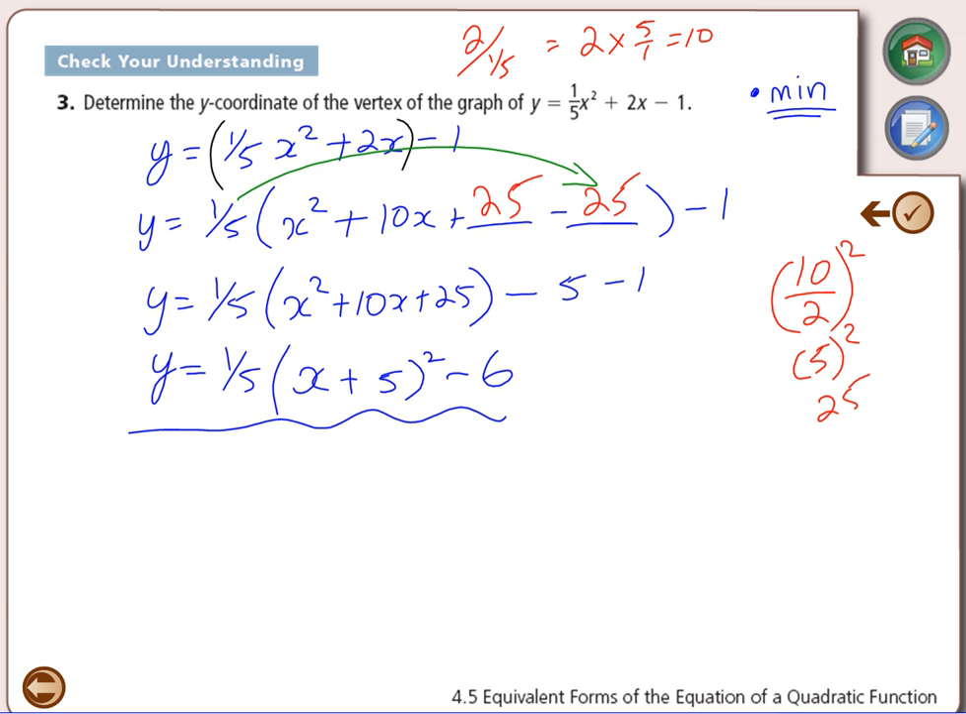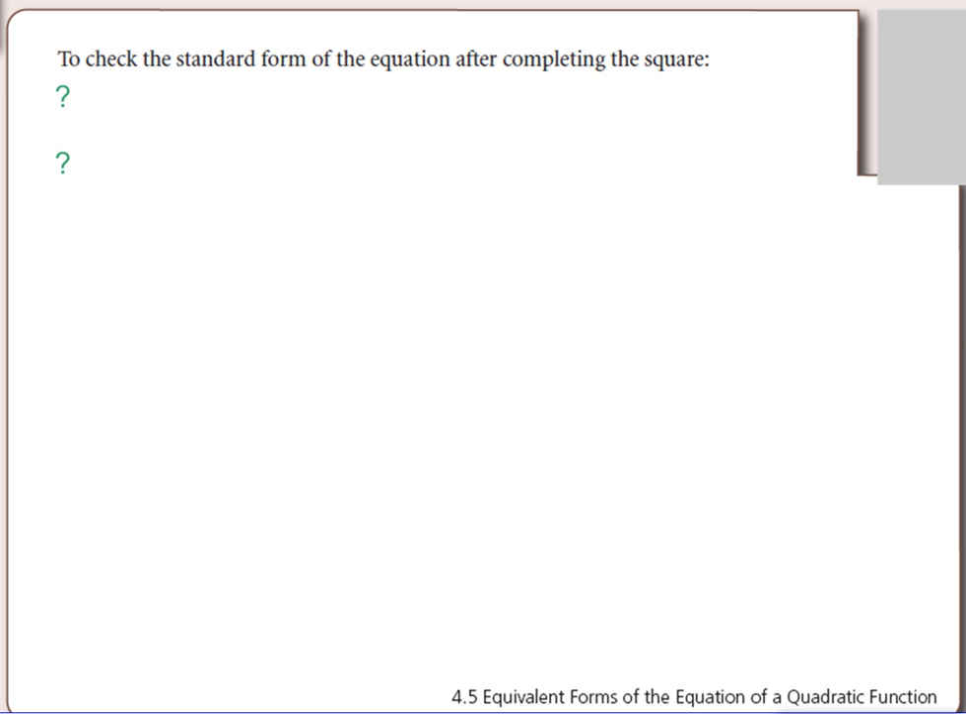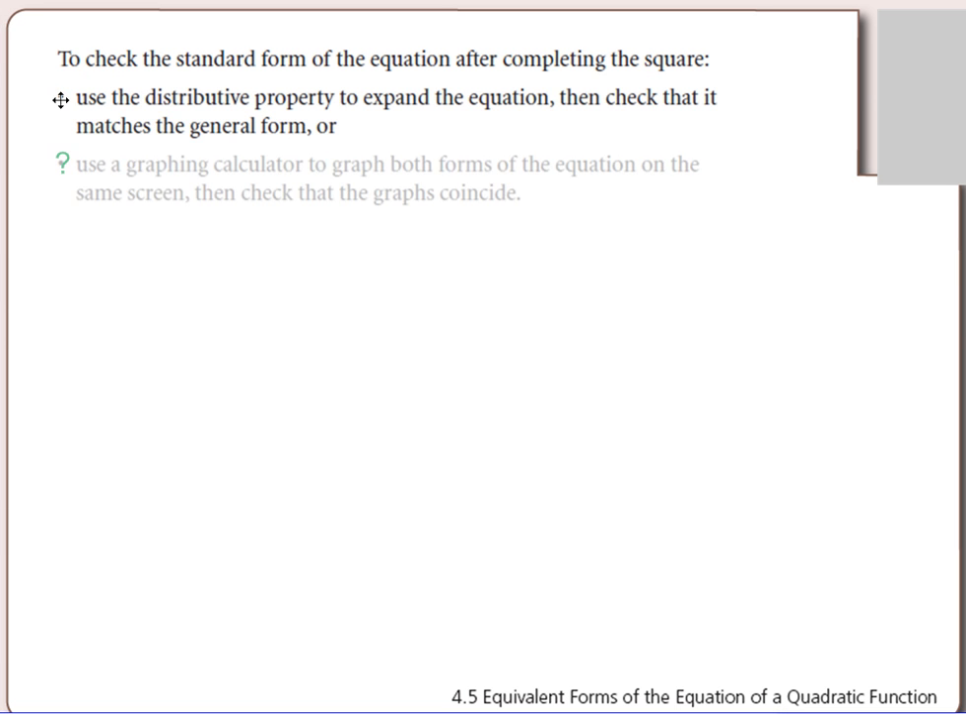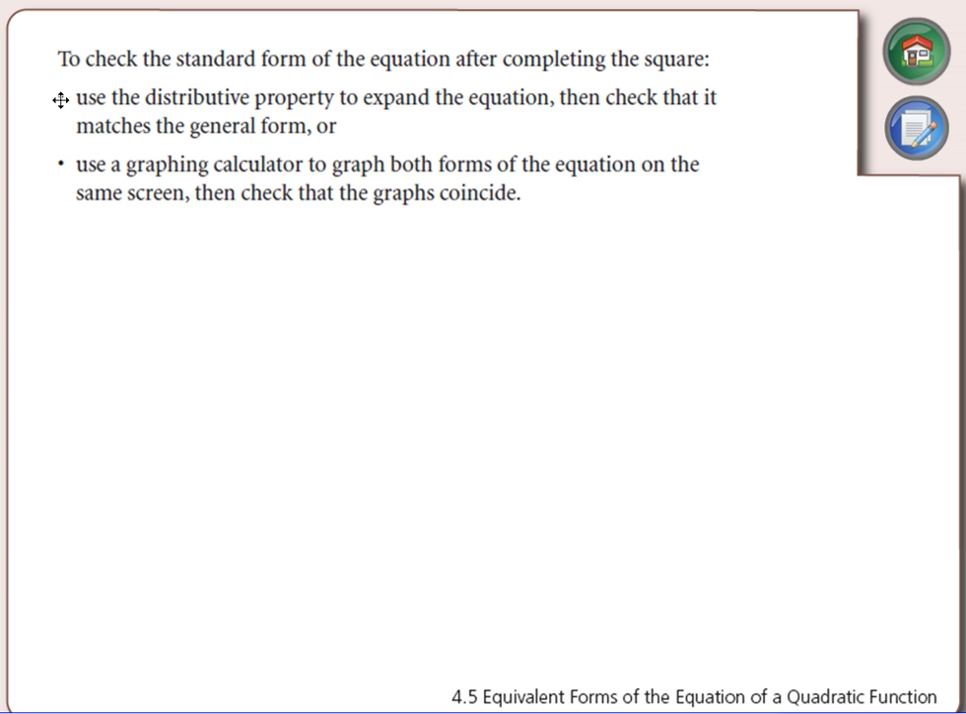But we want to know, what's the y coordinate? What's the minimum value? That's sitting right here, right on the end. So y coordinate of vertex equals -6, or minimum value equals -6. Now, just to remind you, we can always go back the other direction. If we've got completed square form, we can distribute it, we can expand it, or we can use our graphing calculator just to check to make sure that the original and what we came up with are the same forms.